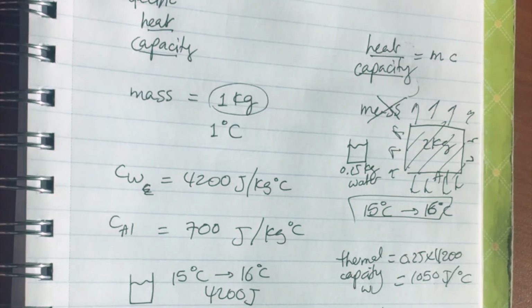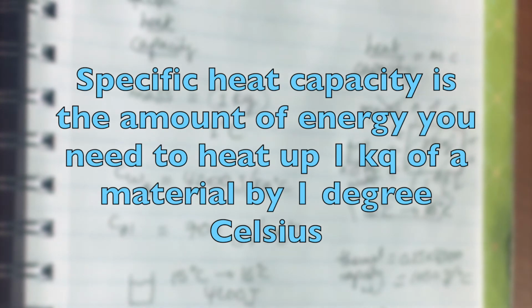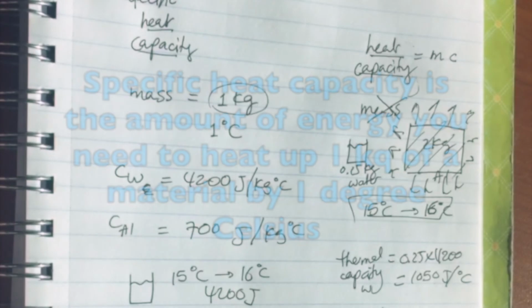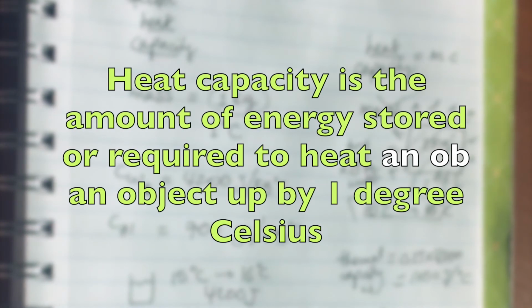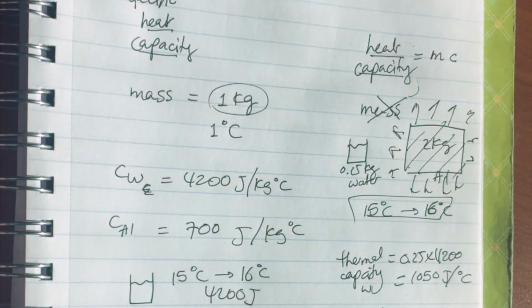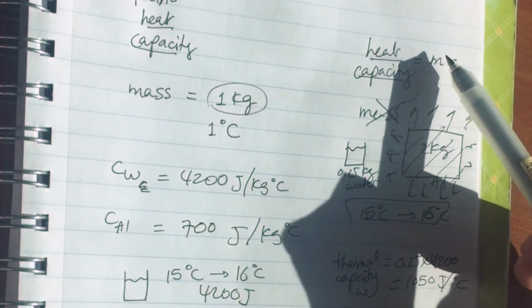So just to conclude, specific heat capacity is the amount of energy you need to heat up 1 kilogram of a material by 1 Celsius. Heat capacity is the amount of energy stored or required to heat an object up by 1 Celsius. So the only difference is that you don't take into consideration the mass. So you just multiply the mass by C.